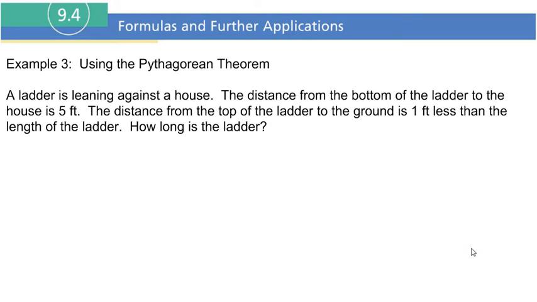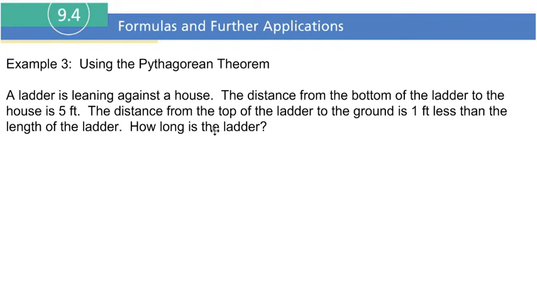In example number 3, we're going to be using the Pythagorean theorem to solve this problem here. Let's go ahead and take a look at this guy. A ladder is leaning against the house, and the distance from the bottom of the ladder to the house is 5 feet, and the distance from the top of the ladder to the ground is 1 foot less than the length of the ladder. How long is the ladder?